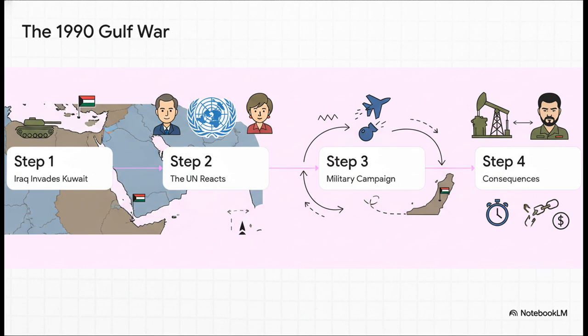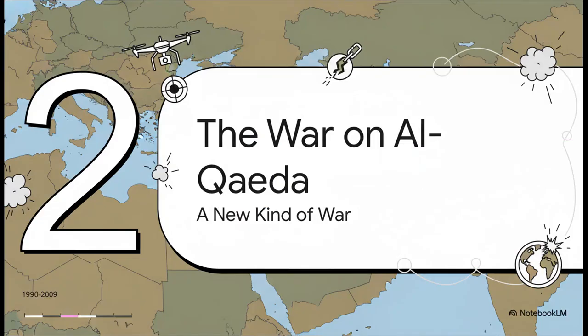But step 4, the consequences, that's what really shapes the next 20 years. Saddam is left in power, but, and this is critical, U.S. troops are now stationed in Saudi Arabia. Remember that detail, because it becomes a massive source of anger for groups like al-Qaeda. Right, let's move to our next section and see how all of this builds.